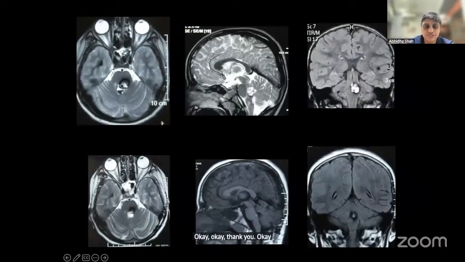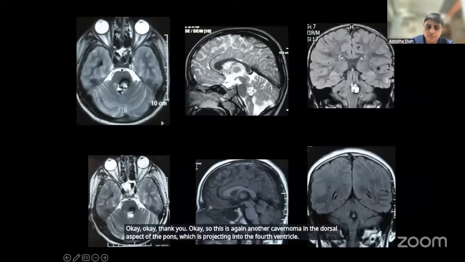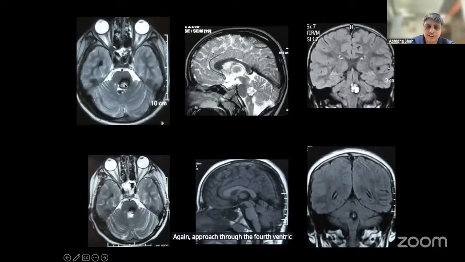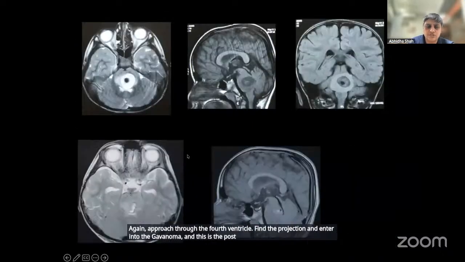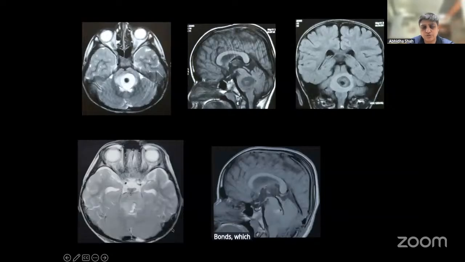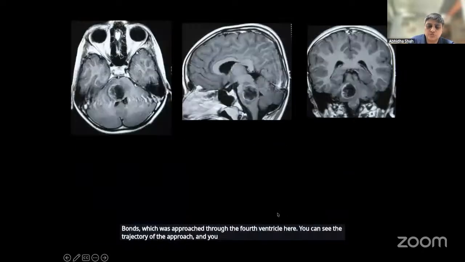Okay, so this is again another cavernoma in the dorsal aspect of the pons, which is projecting into the fourth ventricle. Again, approach through the fourth ventricle, find the projection and enter into the cavernoma. And this is the post-operative image. Again, another tumor in the pons, which was approached through the fourth ventricle. Here you can see the trajectory of the approach, and you can see we've removed the tumor completely.